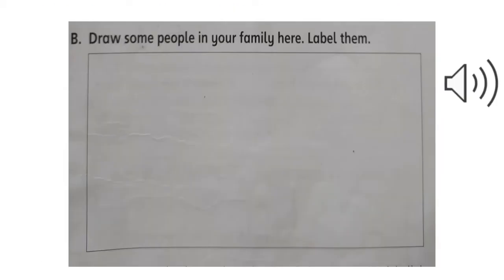Link 1.4, values. I will learn to value my own family. Exercise B. Draw some people in your family here. Label them. In exercise B, we have given a big box in which we have to draw the members of our family and then we have to write their names below their pictures.